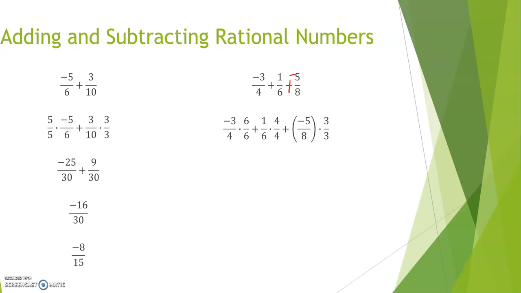Multiplying by 6 over 6, 4 over 4, and 3 over 3, our new problem is negative 18 over 24 plus 4 over 24 plus negative 15 over 24. Negative 18 plus 4 is negative 14 over 24 plus negative 15 over 24. Signs are the same, so we add the numbers. Negative 29 over 24.